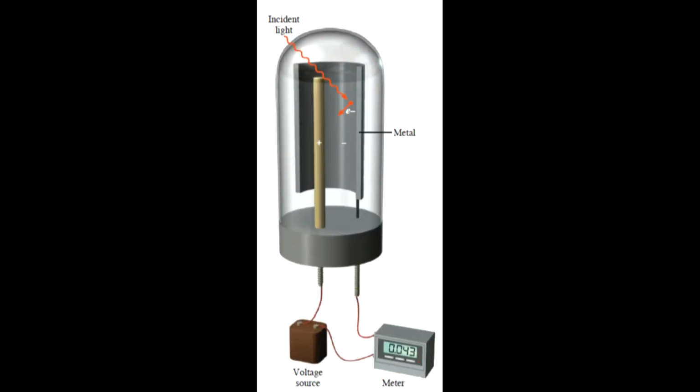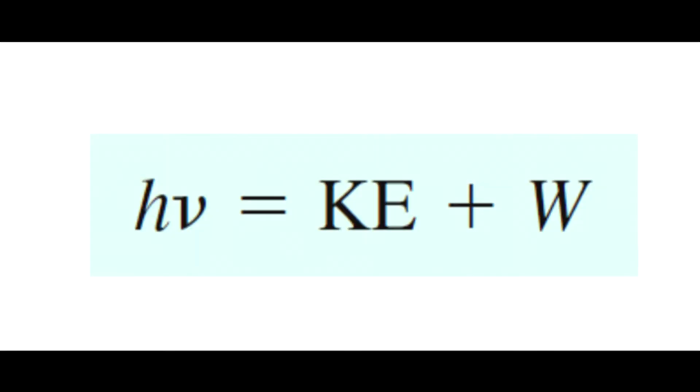If light of higher frequency is used, then not only will electrons be knocked loose, they will also acquire some kinetic energy. This event can be summarized by the following equation. KE is for kinetic energy, while W is the work function. While Einstein's theory of light did explain the photoelectric effect, it also raised more questions.